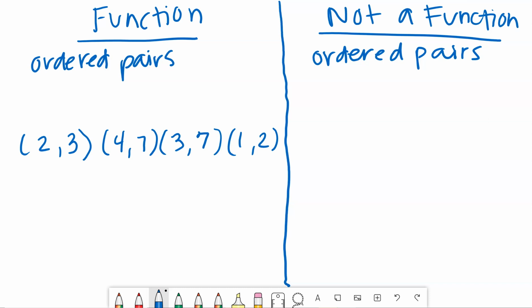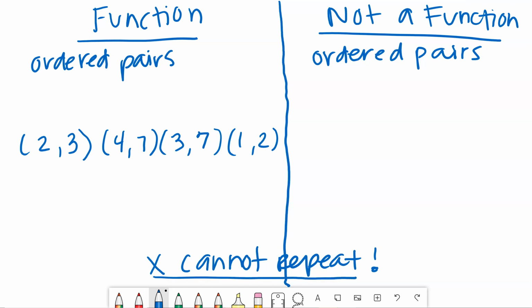For an ordered pair, what you're going to have to look at is the x. If it's a function, the x doesn't repeat. With not a function, the x will repeat. So what you have to write down is that x cannot repeat.